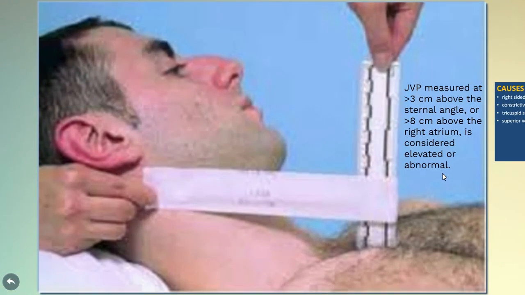So you have to put the ruler at the sternal angle and another ruler at the highest point of pulsation. Usually if the JVP is more than 3 centimeters above the sternal angle, or more than 8 centimeters after you add 5, it is considered elevated or abnormal.